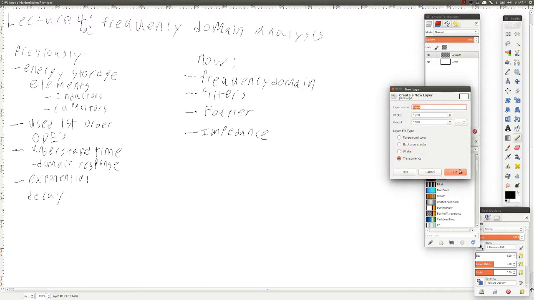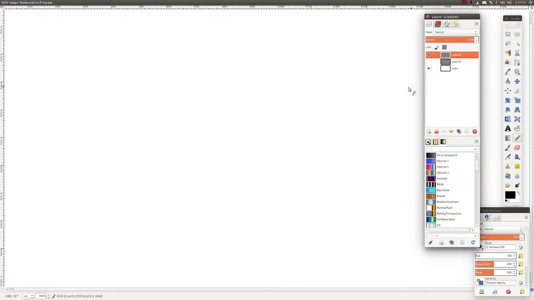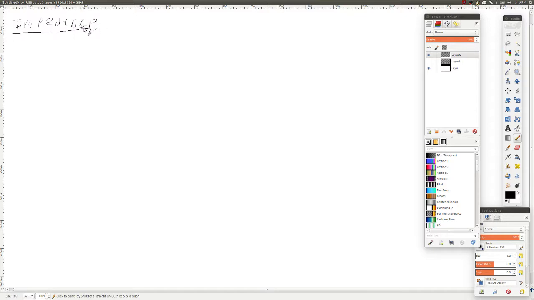So I'm going to make a new layer. I'm going to mute our last layer. And let's get started with talking about impedances. So in the last lecture, we talked about a relatively simple looking circuit, something that took a step function input and dissipated it across a resistor and used it to charge a capacitor.